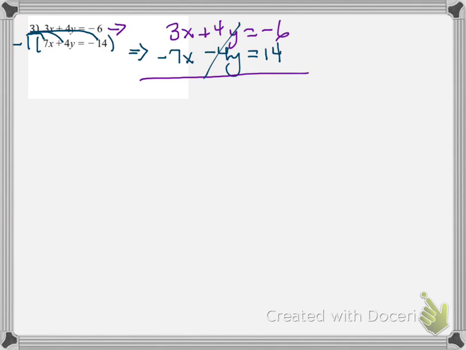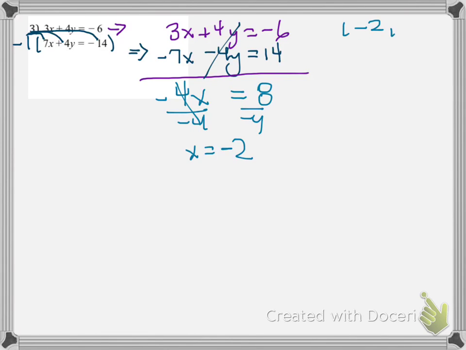Now, 3x minus 7x, that becomes negative 4x, and the y's are gone, equals 14 minus 6 is 8, positive 8. So divide by negative 4, x equals negative 2. So we have our x value is negative 2. And now we want to find our y value. So we'll plug it into one of the equations. I'll plug it into the top.